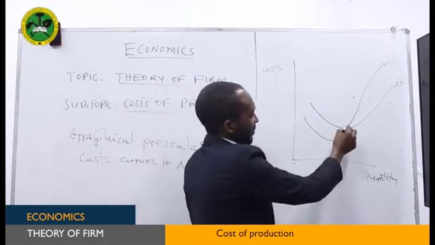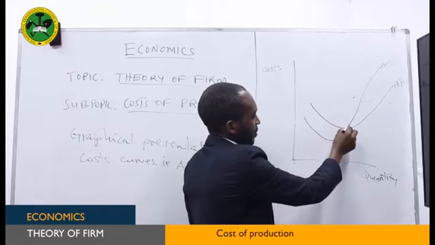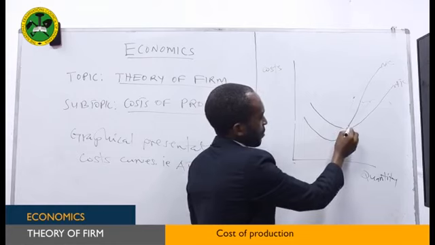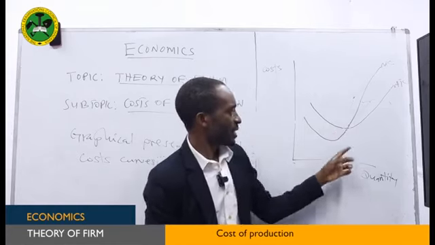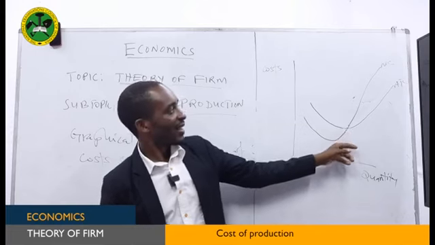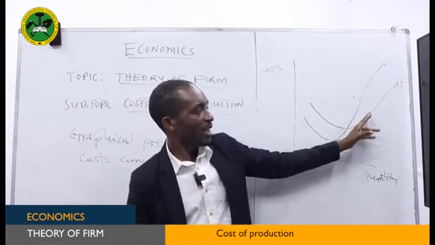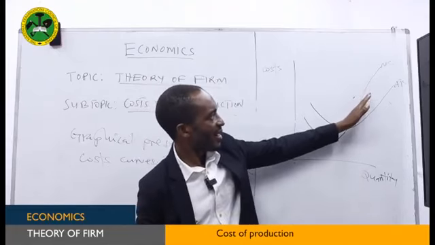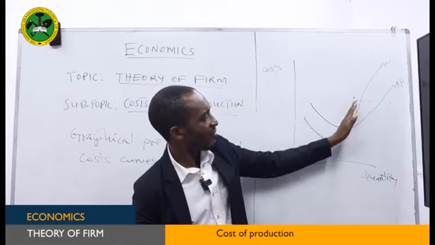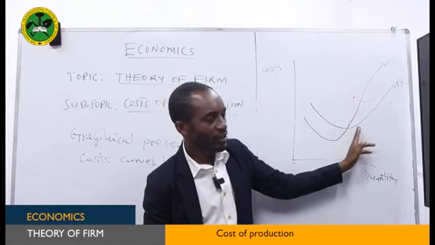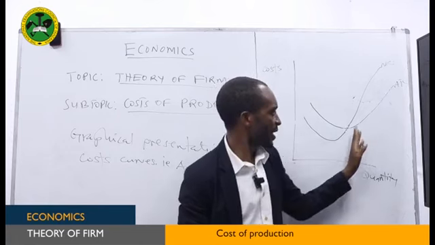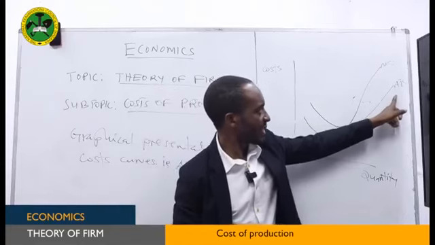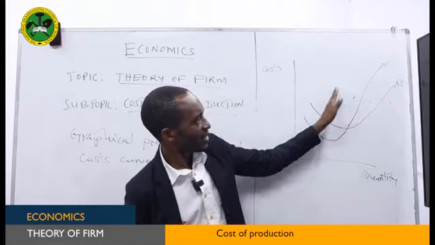Now, when the average total cost is at a minimum, the marginal cost is equal to average total cost. When the marginal cost is above, the average total cost starts to increase. So you can see here, as average total cost is increasing, the marginal cost is above.